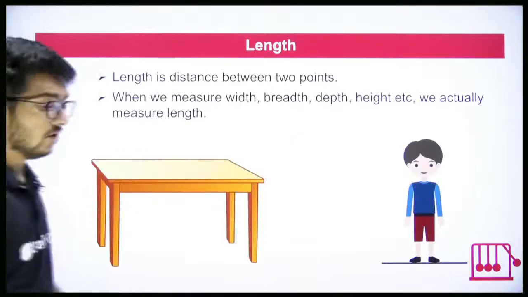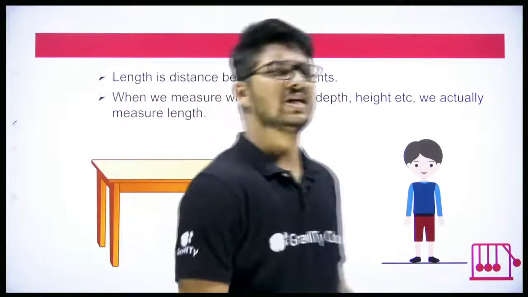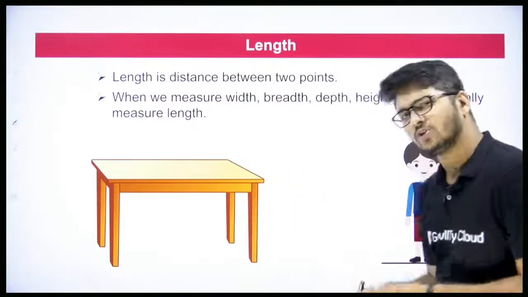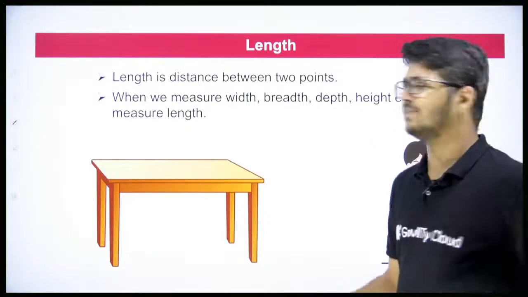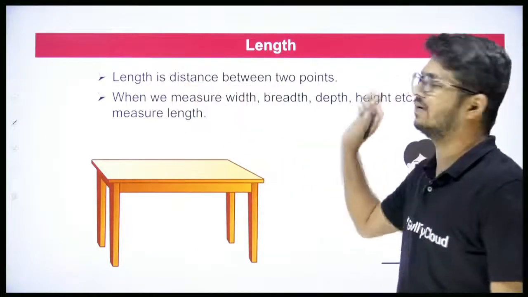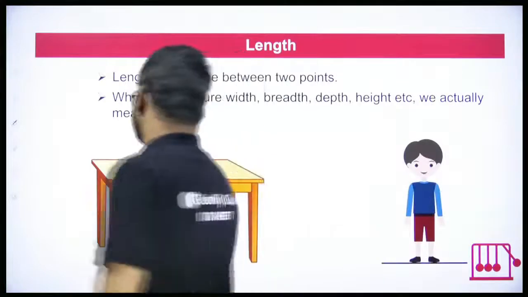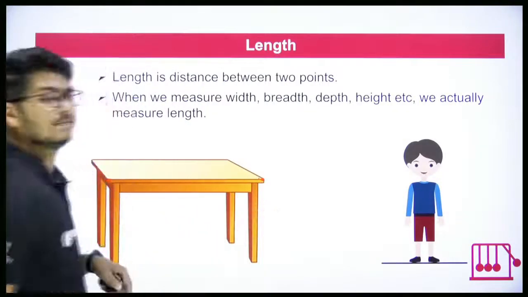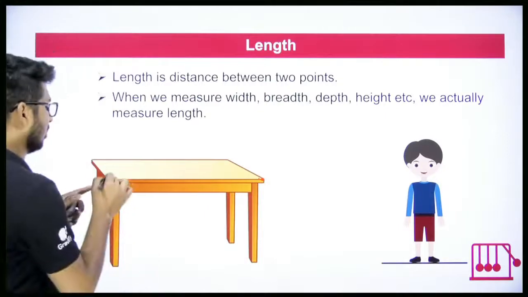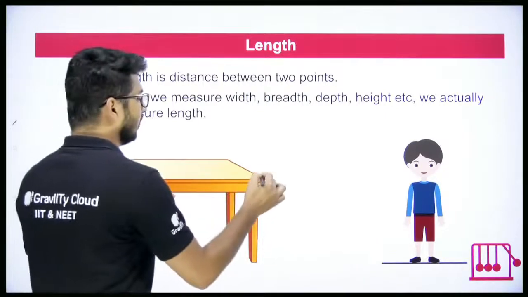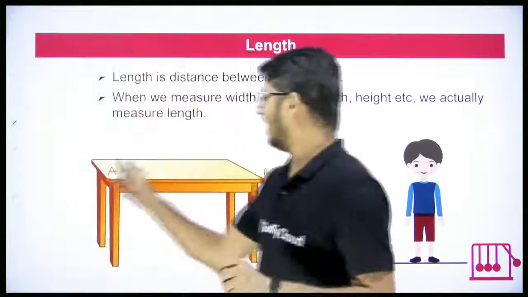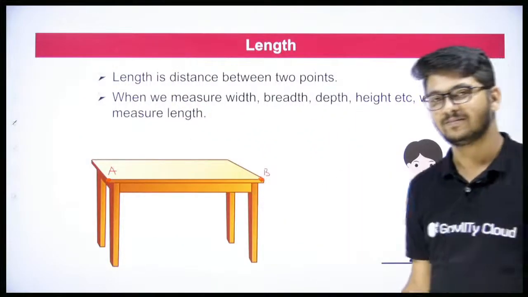Then we'll go into what length is. This chapter will mostly be dealing with length, so we'll start with length. Now length is very simple. It is nothing but the distance between 2 points. Let's say I have to measure the length of one side of this table. This is the first point, I'll call it A. This is the second point, I'll call it B. The distance between these 2 points A and B is the length.